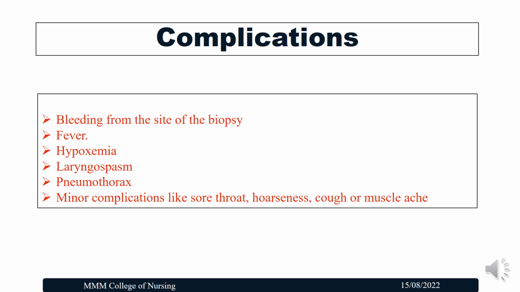What are some of the complications associated with bronchoscopy? The major complications are bleeding from the site of the biopsy, fever, hypoxemia, laryngospasm, and pneumothorax. Minor complications are sore throat, hoarseness, cough, or muscle ache. These minor complications will usually be there when the patient undergoes a bronchoscopy.